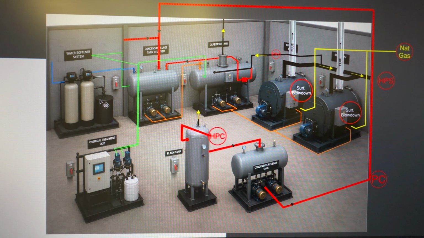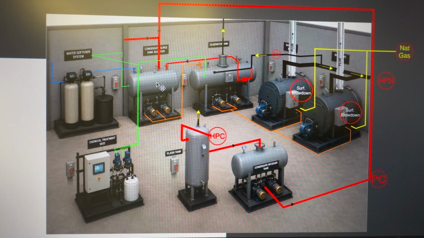Commercial boiler plants use ion exchange resin to replace hardness minerals with sodium ions. The softener periodically regenerates using a brine solution to restore its capacity. Its purpose is to prevent scale buildup, improve boiler efficiency, reduce maintenance costs, and extend equipment life.